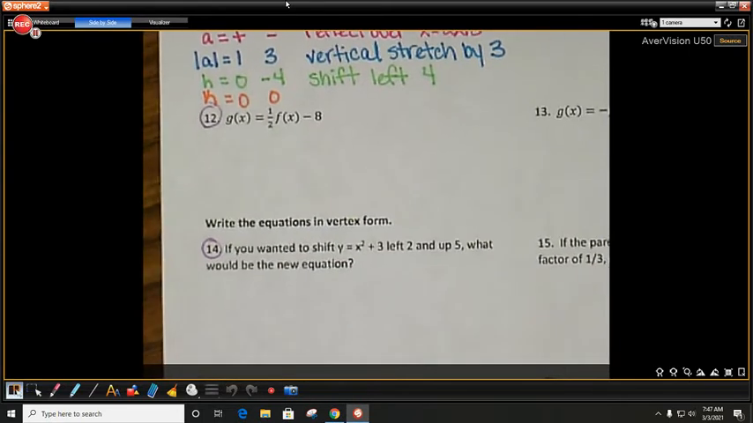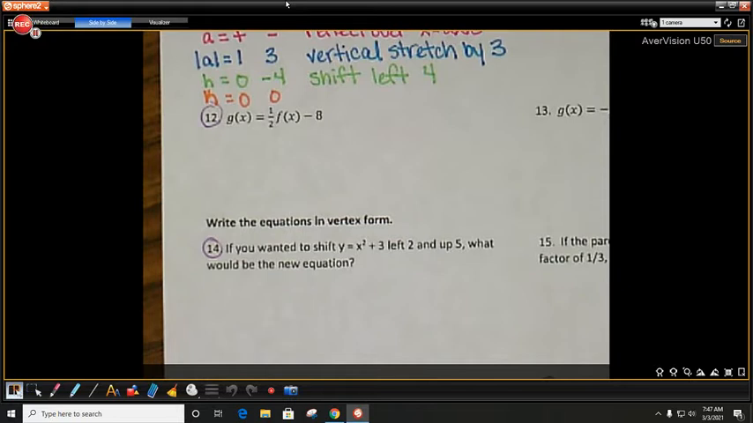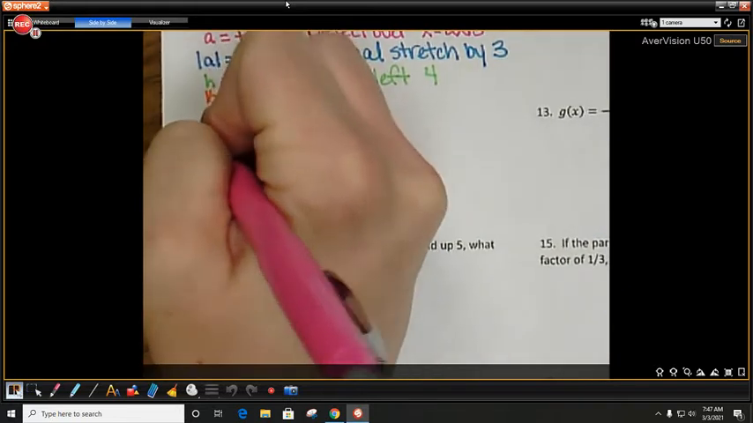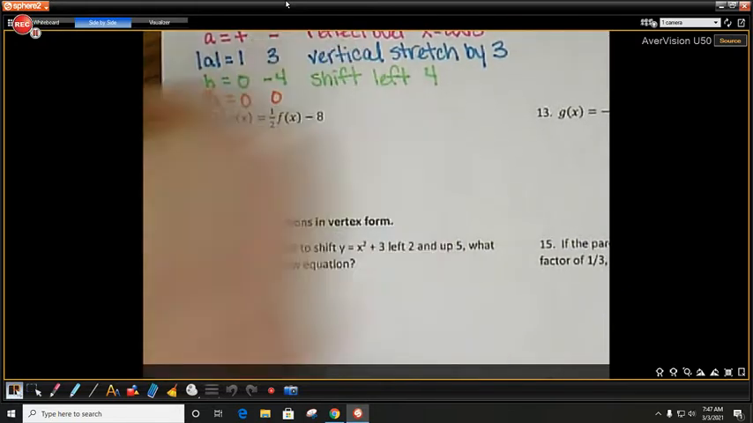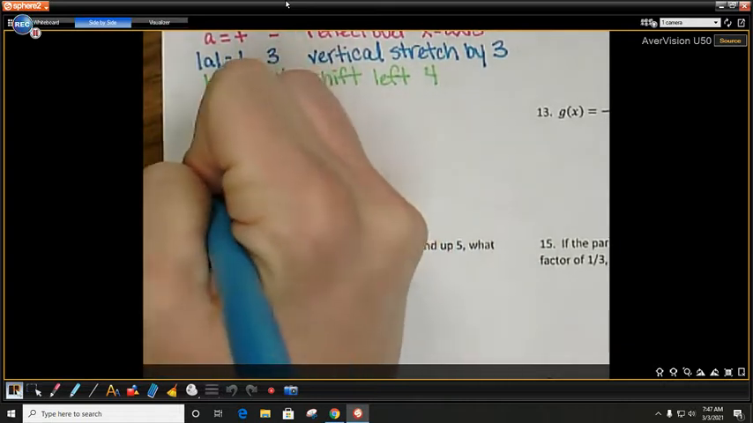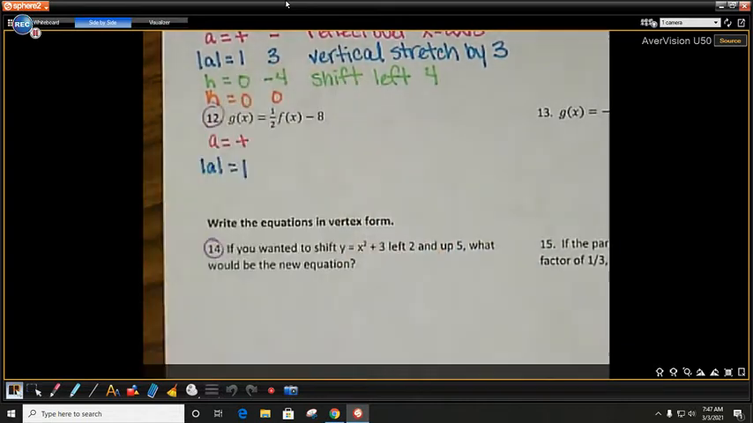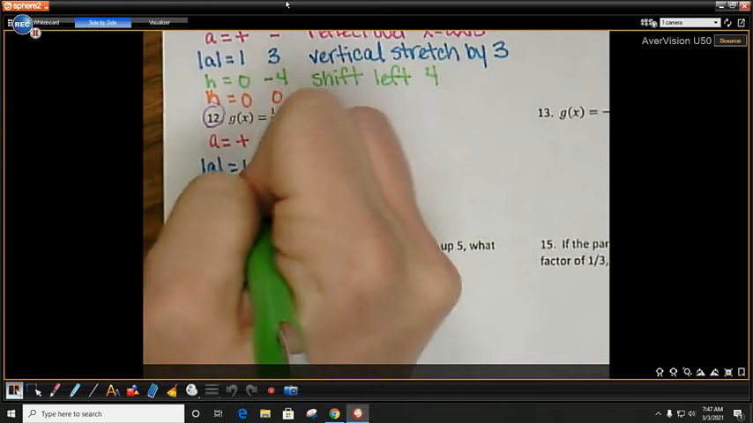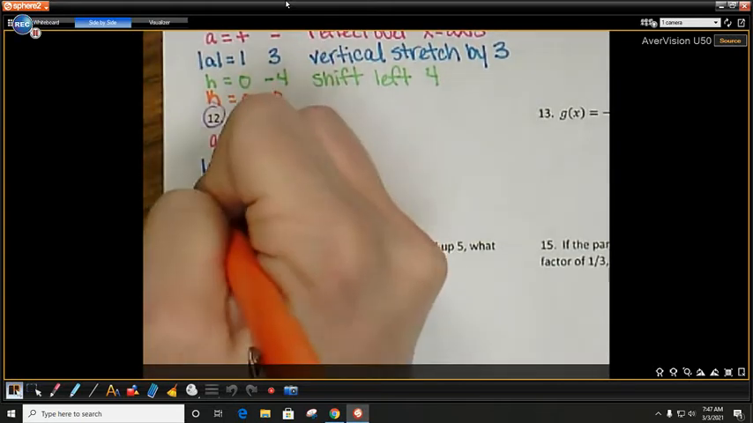Okay, number 12. We are still starting at our parent function. All of them in this section, we're starting at our parent function. So my a is positive. The value of a is 1. H is 0. And k is also 0.